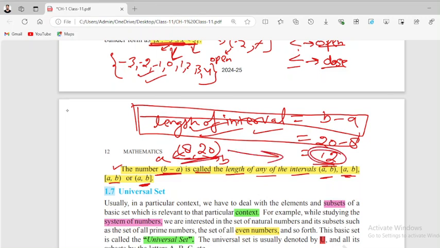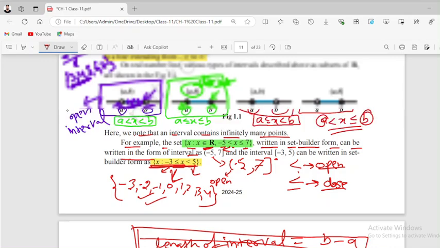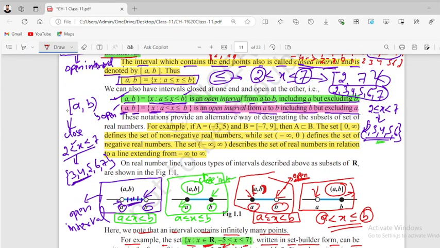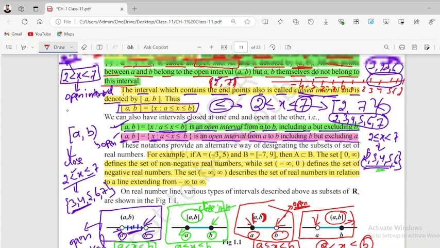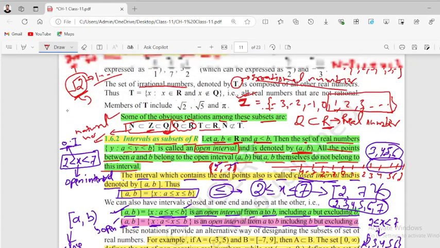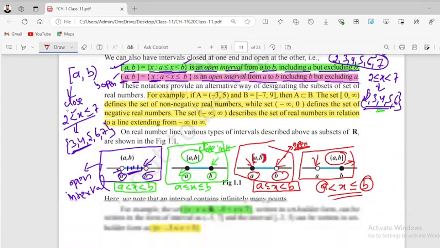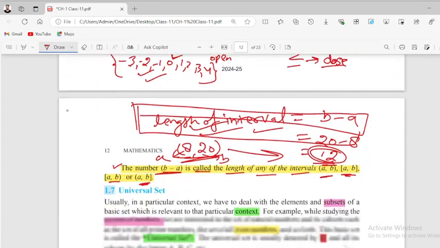So this is basically the representation of intervals, how we can represent, how we can understand, how we can identify all these symbols and relations which are given in the interval, and how we can represent the interval. Okay, so this is basically the explanation of the interval.